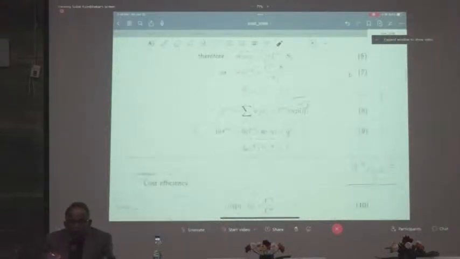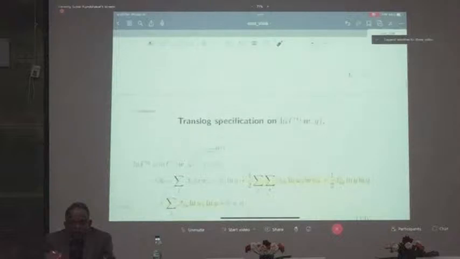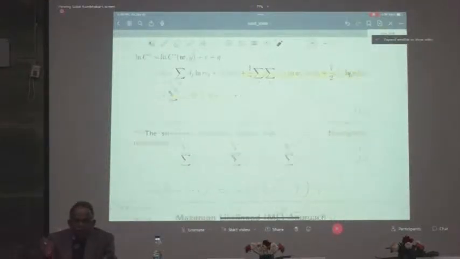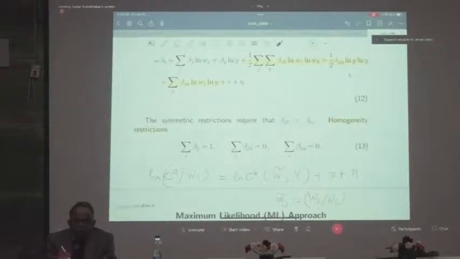So again, if it is homogeneous of degree one, then there will be some constraint imposed on that, and that is basically the sum of the beta j's is going to be equal to one. If you restrict this, then the function is going to be homogeneous of degree one. So one easy way of doing it is to divide your cost by one of the input prices, and on the right hand side, your input prices are also divided by the same one. That way you don't have to worry about imposing it separately.